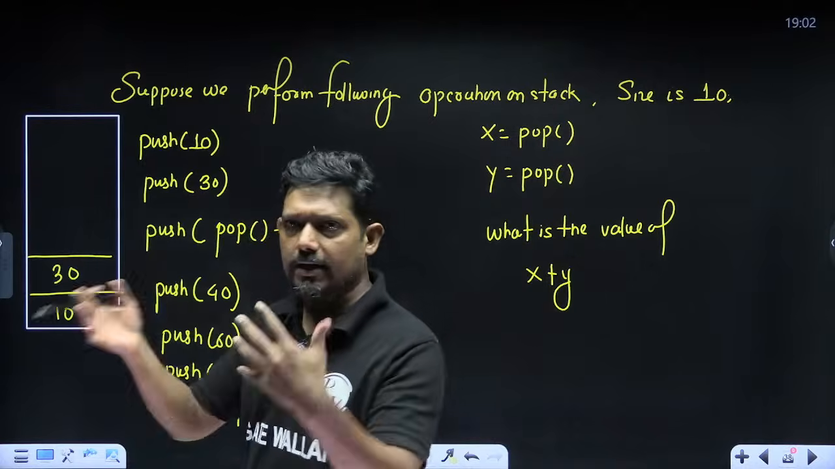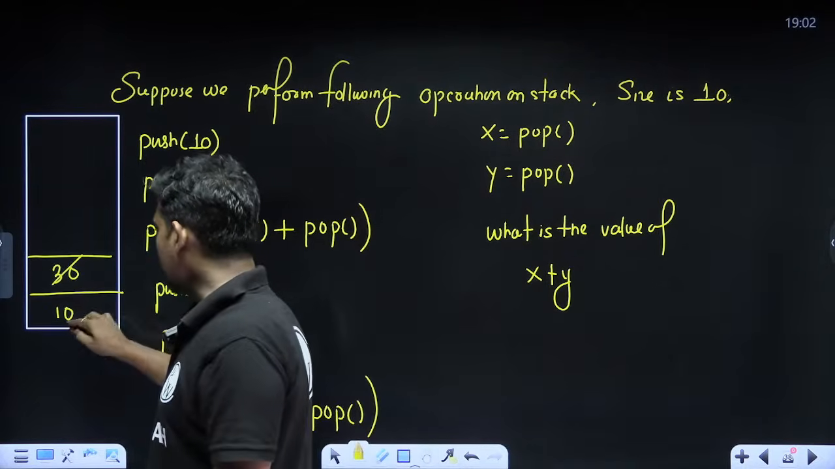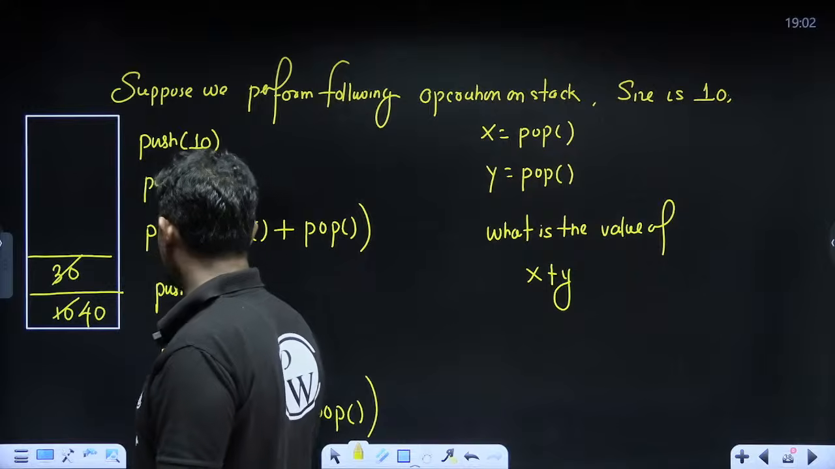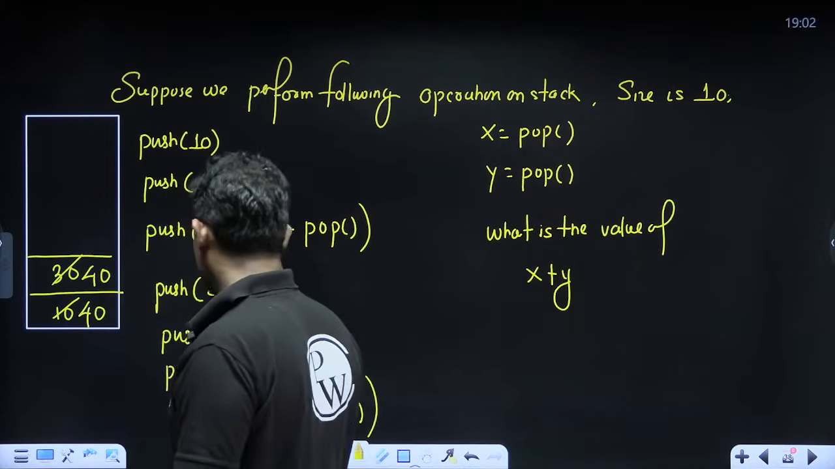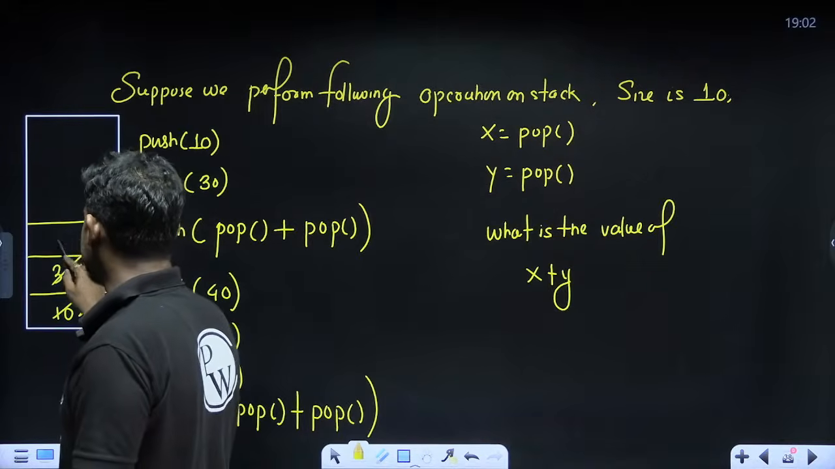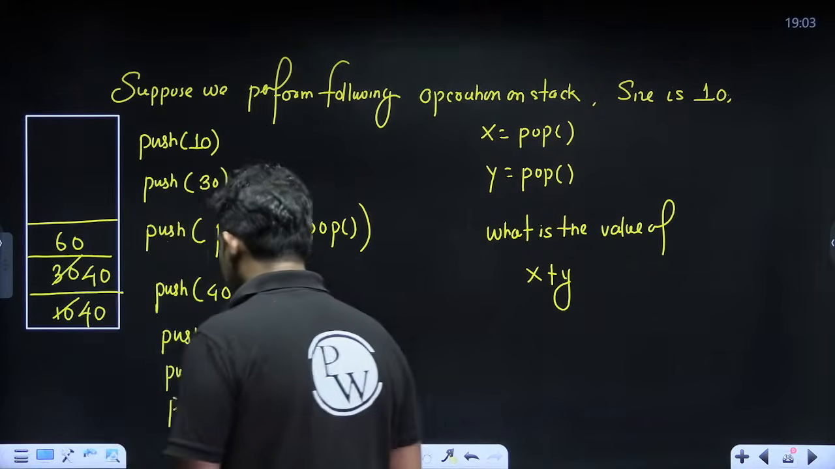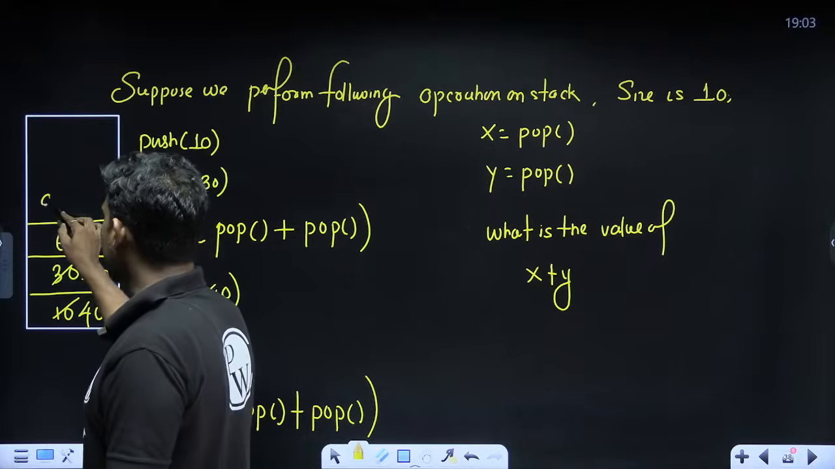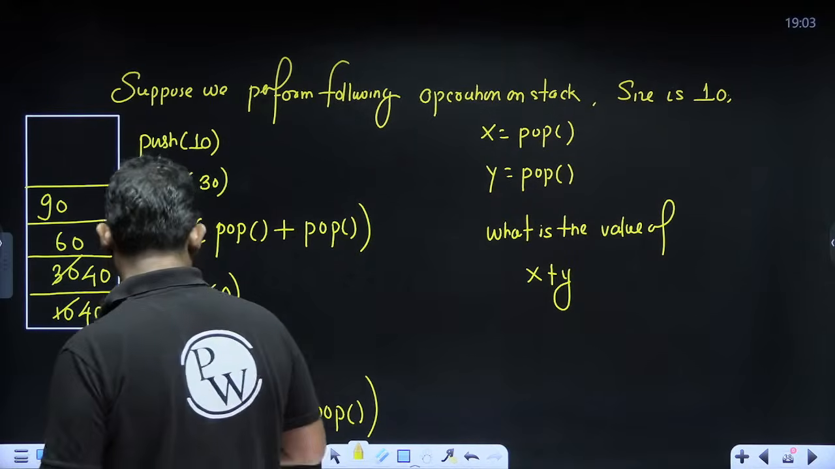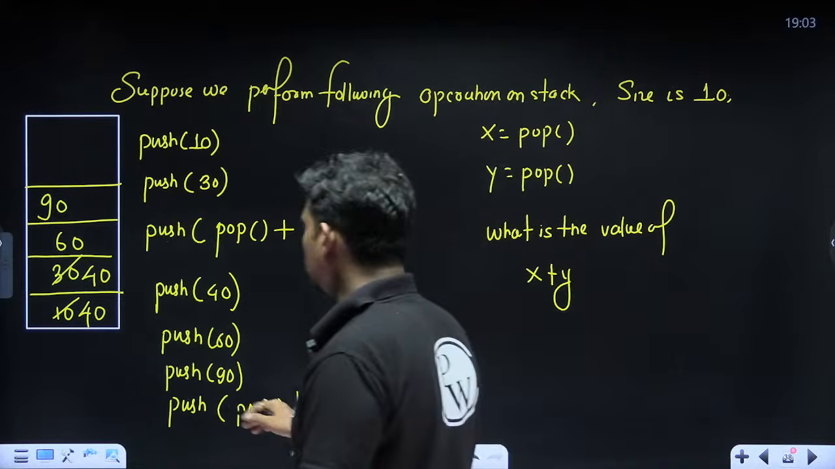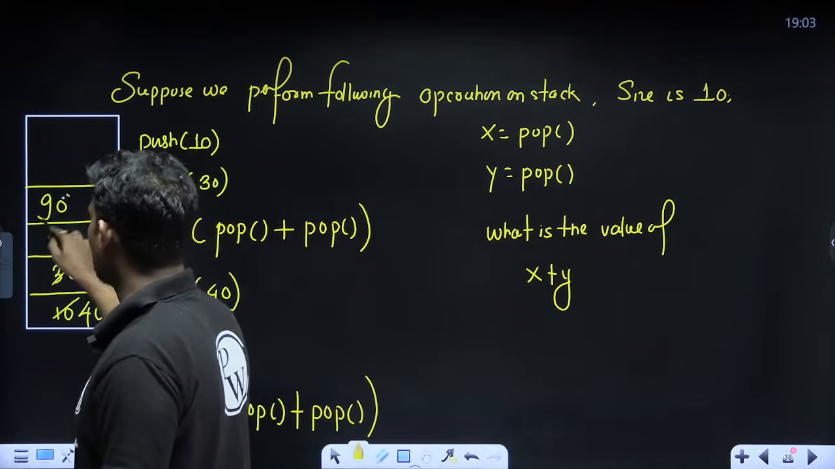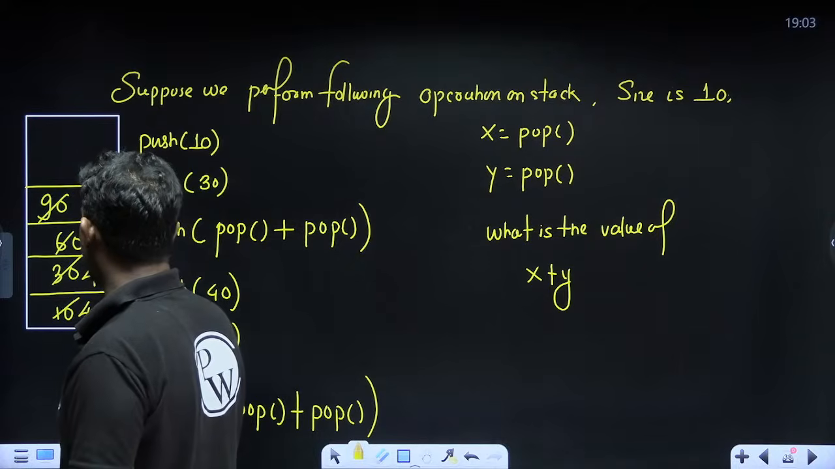It's a function that returns some value. And now this will be popped and 40 will be pushed. Then you say push 40 one more time, so again 40 will be pushed. Then push 60, 60 will be pushed. Then push 90, so 90 will be pushed. Then again you say pop and push, that is equal to 2 times pop. So 60, 90 both will be popped, and this time 150 will be pushed.